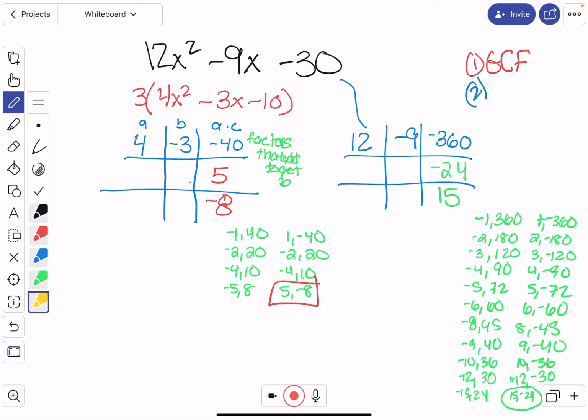Now, this bottom box is the greatest common factor of A and that. The factors of 4 are 1, 2, and 4. And the factors of 8 are 1, 2, 4, and 8. So our greatest common factor would be 4. If we did this one, the factors of 12 are 1, 2, 3, 4, 6, 12, and the factors of 15 are 1, 3, 5, and 15. So our greatest common factor is 3.